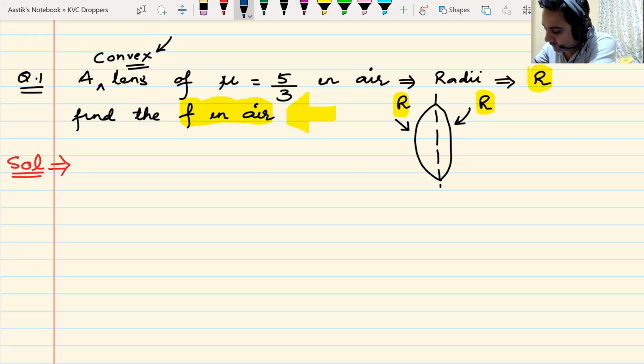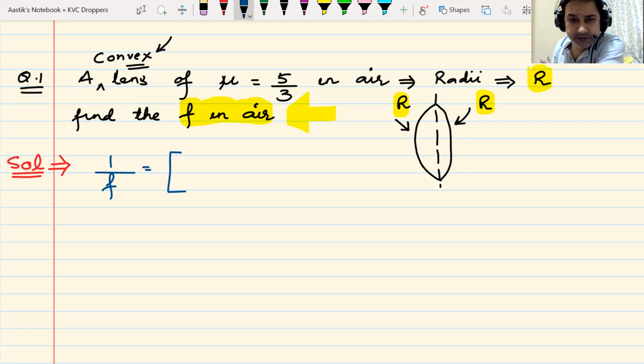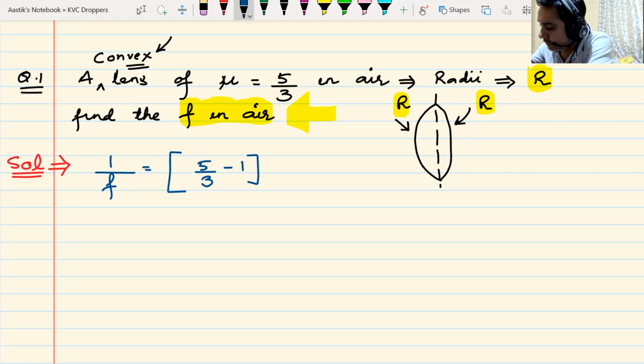So how do I do it? 1 by f will be equal to mu, here the mu will be the refractive index with respect to air. So I just use the value of mu as 5/3. Do we understand this? 5/3 minus 1, into 1 by r1. Here r1 is r.